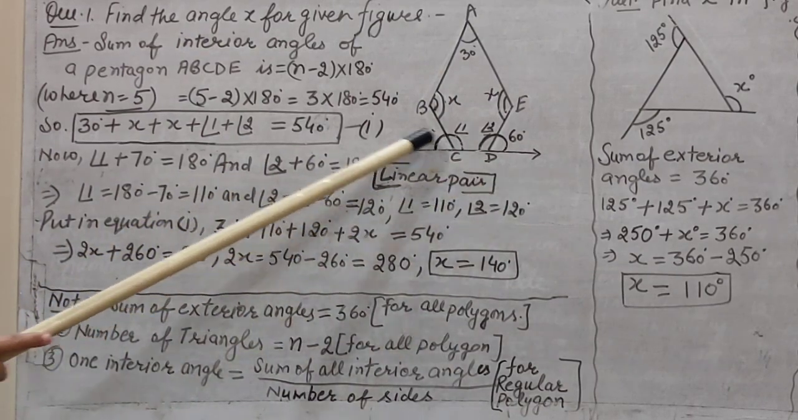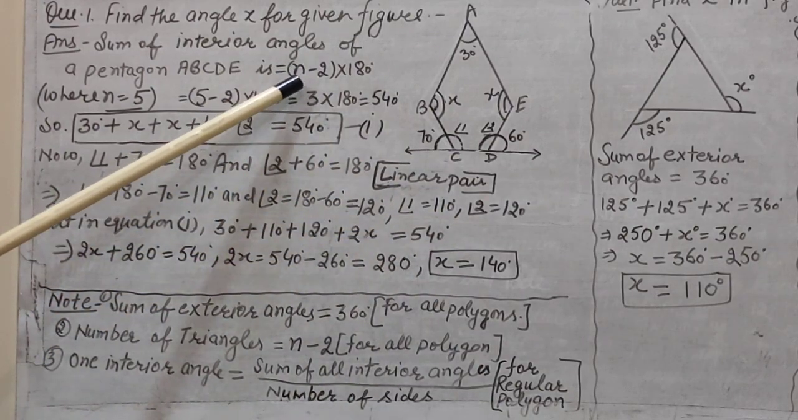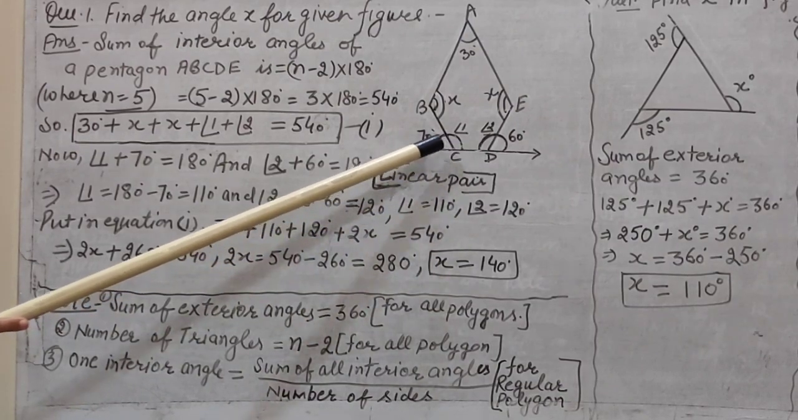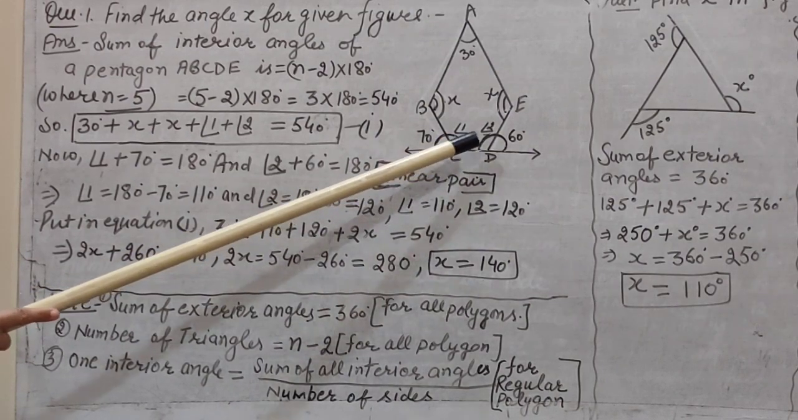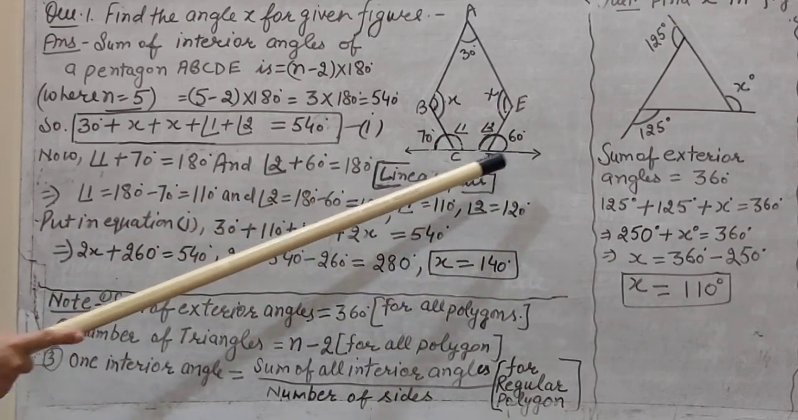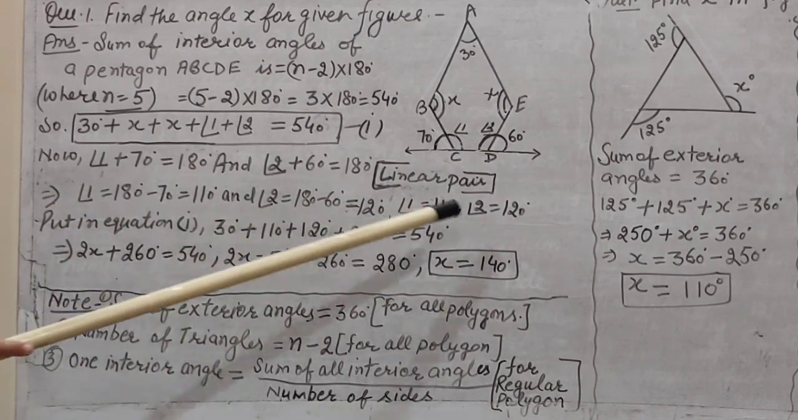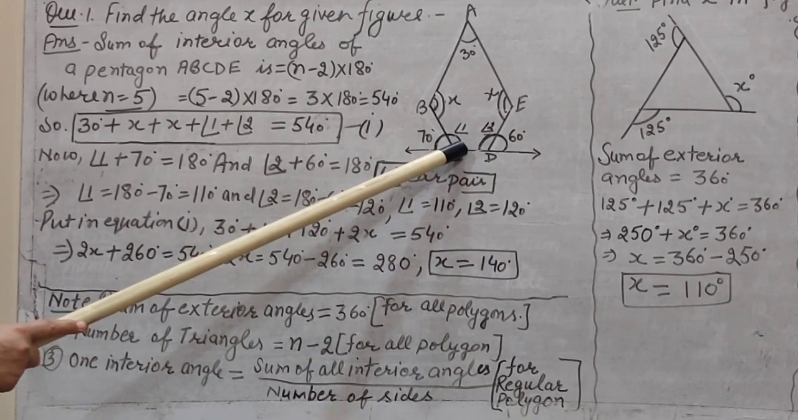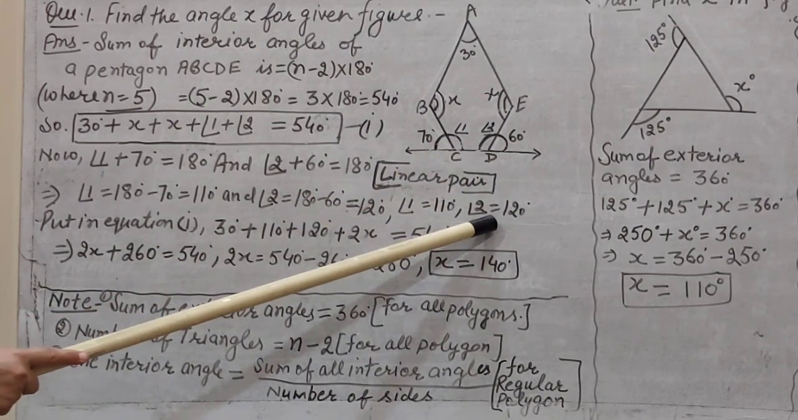So this property, that is a linear pair, is used in so many questions with the sum of interior angle, because this property is used to find out one of the angle. If exterior angle is given, then we can find out interior angle, and if interior angle is given, then we can find out exterior angle. So by using this property, two angles we already found out, that is 110, that is angle C or angle 1, and second angle is 120.